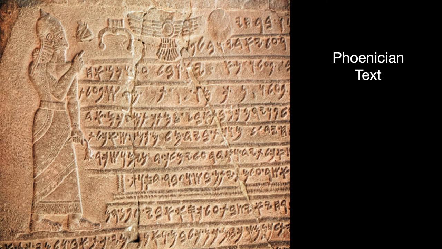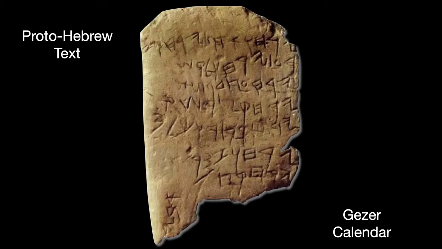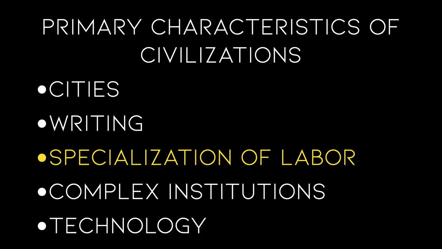The Phoenicians developed one of the earliest alphabets, or the earliest alphabet, really. It's very similar to the Hebrew script. This is an early proto-Hebrew script. The example known here is the Gezer calendar, dating to about the 10th century BC. So these are all examples of writing that was a key characteristic of the development of civilization.